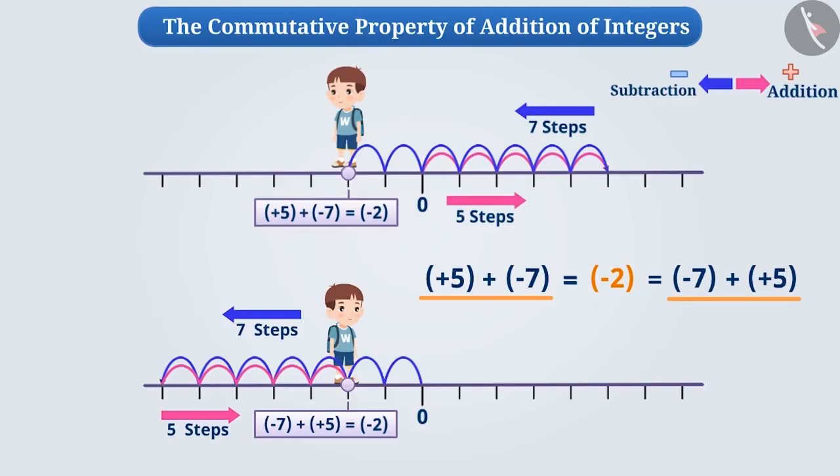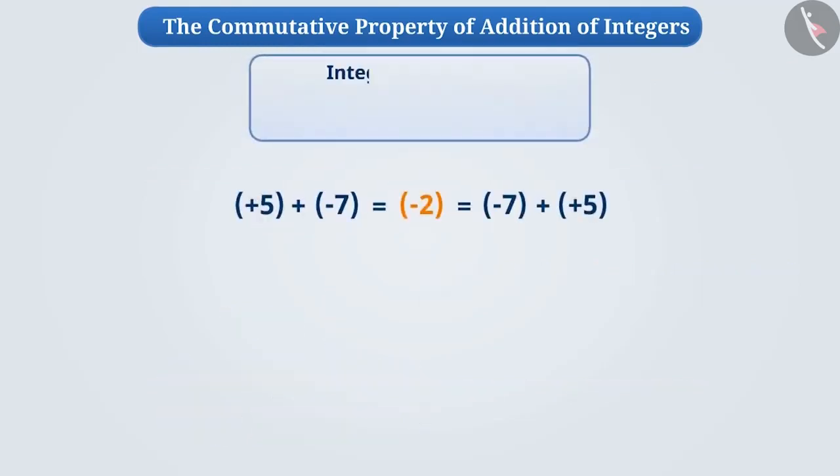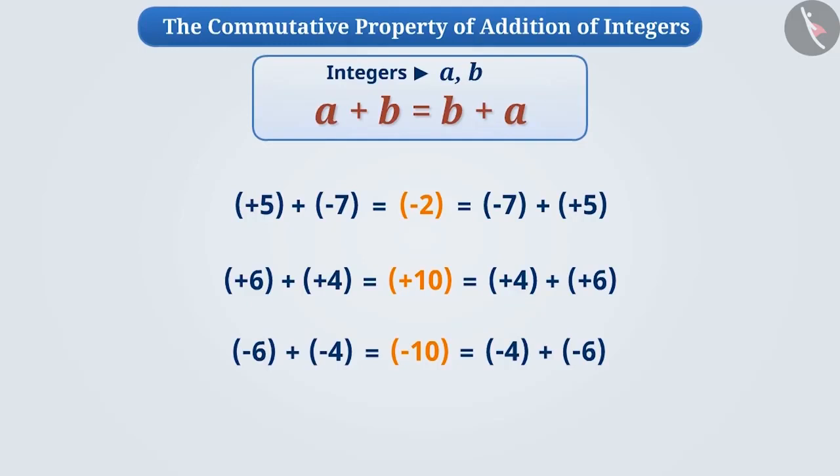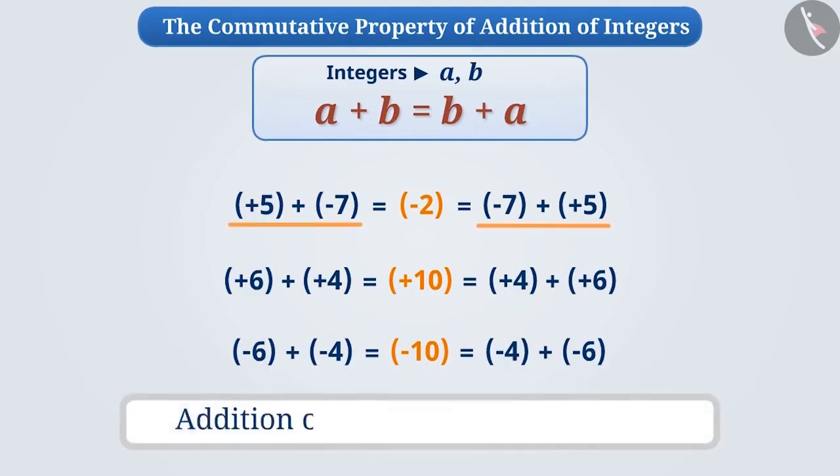This is also true for the sum of all integers. That is, any two integers can be added in any order, whether we add two positive integers, add two negative integers, or two integers with opposite sign. That is, the addition of integers is commutative.